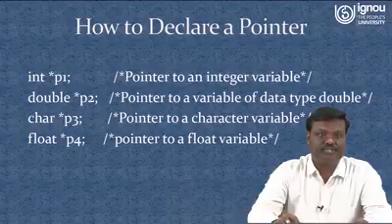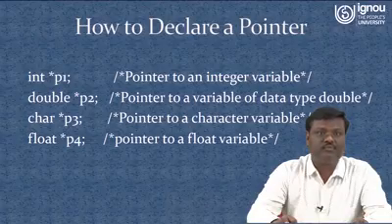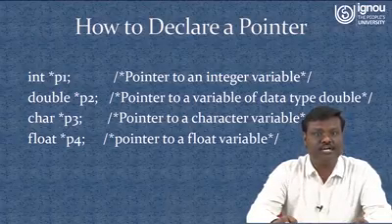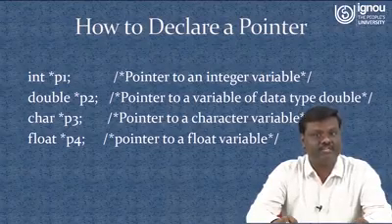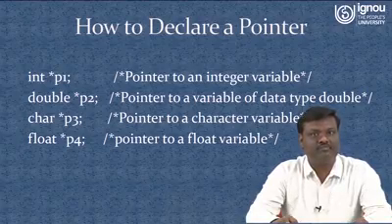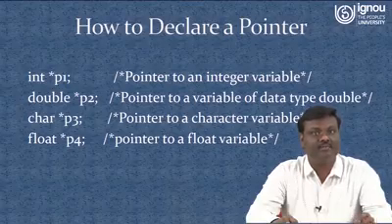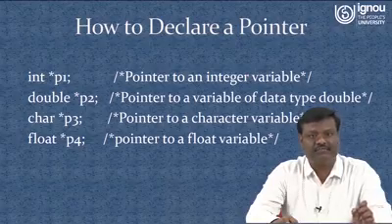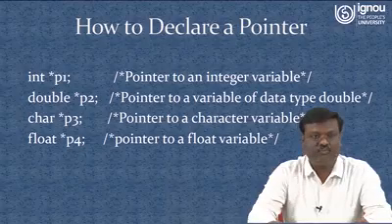How to declare a pointer? You can see here int star we are using. It is a pointer variable pointing to an integer variable. And then p2 is a pointer variable which is pointing to a double data type. Likewise, a character and then float. This is how we declare the pointers.